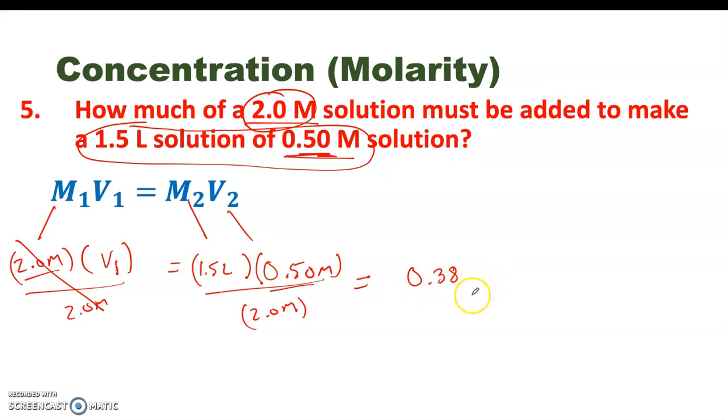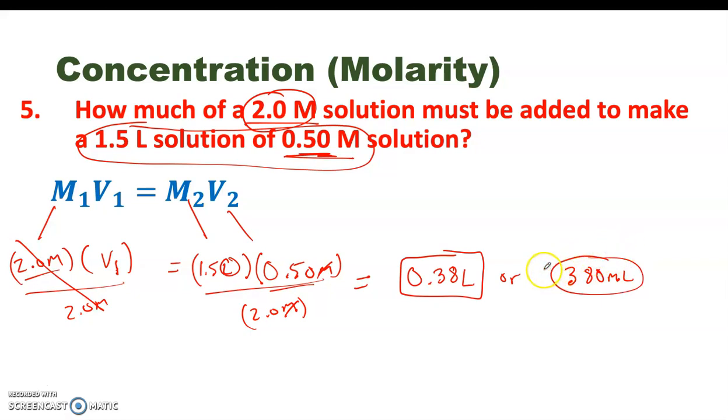And you might be like, okay, what are my units on this? What does 0.38 mean? What this means is molarity cancels out, and I am left with liters. So my answer is 0.38 liters, or if you want to convert it, it is 380 milliliters.